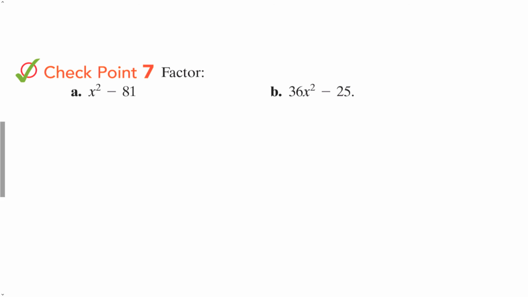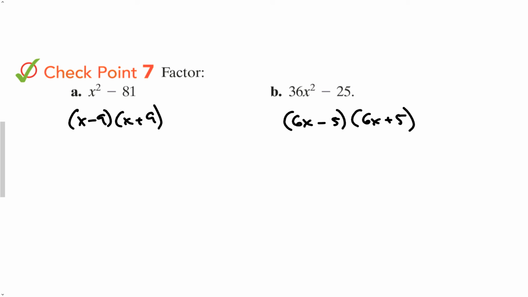Our checkpoints, x minus 9, x plus 9. The difference of two perfect squares. With a number in the front, just make sure I put a number in the front of the x. 6x times 6x is 36x squared. 5 times 5 is 25. So those are my two factors: 6x minus 5 and 6x plus 5.